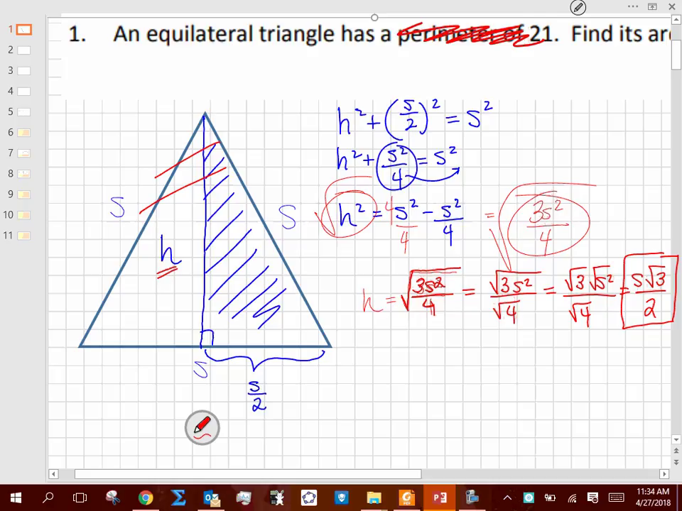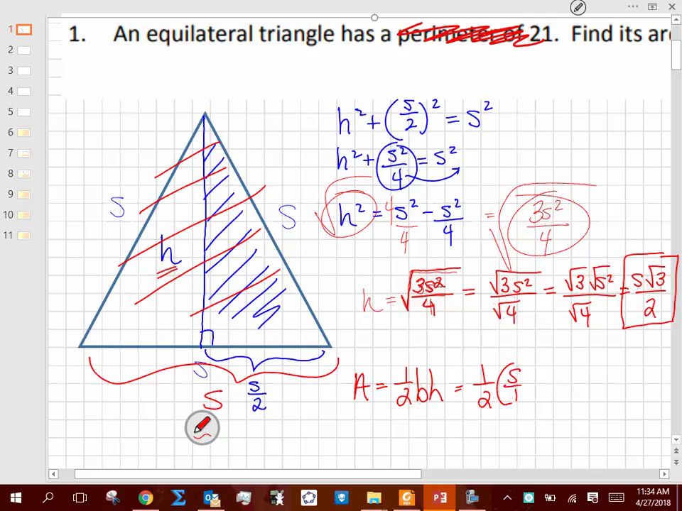So now can I find the area of this whole triangle? Because I know the base. I know the base was s, right? And now you know h. So let's go. Area is 1/2 BH. But your B is S. So write as S over 1. And your H is S radical 3 over 2. If I multiply that out, what's 1 times S times S? S squared. Times radical 3. And what's 2 times 1 times 2? 4. What we just found is the formula for the area of an equilateral triangle.